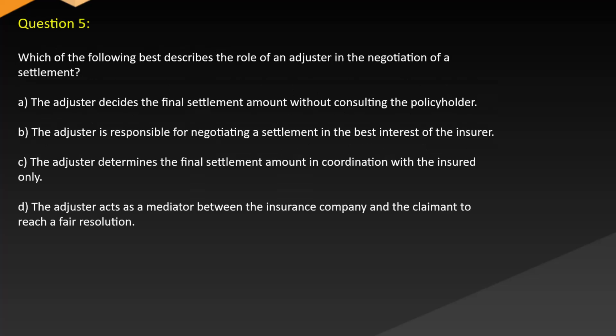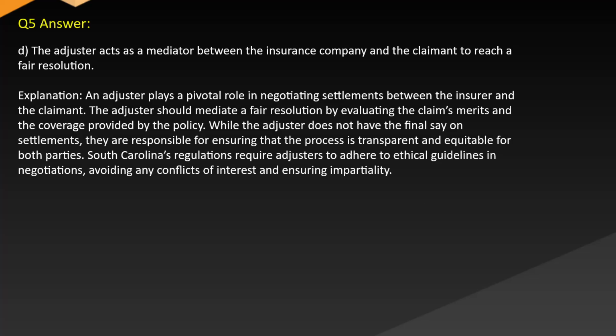Question 5. Which of the following best describes the role of an adjuster in the negotiation of a settlement? A. The adjuster decides the final settlement amount without consulting the policyholder. B. The adjuster is responsible for negotiating a settlement in the best interest of the insurer. C. The adjuster determines the final settlement amount in coordination with the insured only. D. The adjuster acts as a mediator between the insurance company and the claimant to reach a fair resolution. Answer: D.